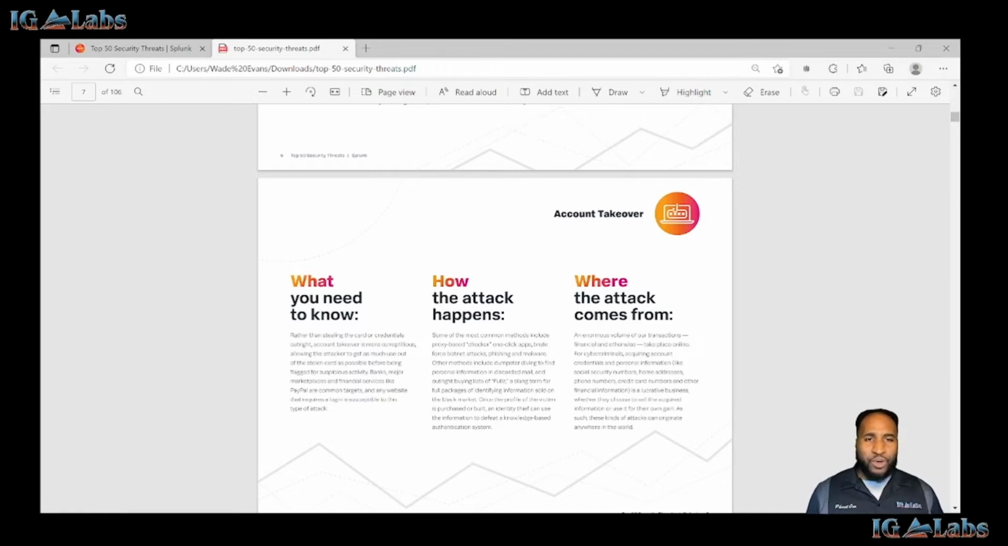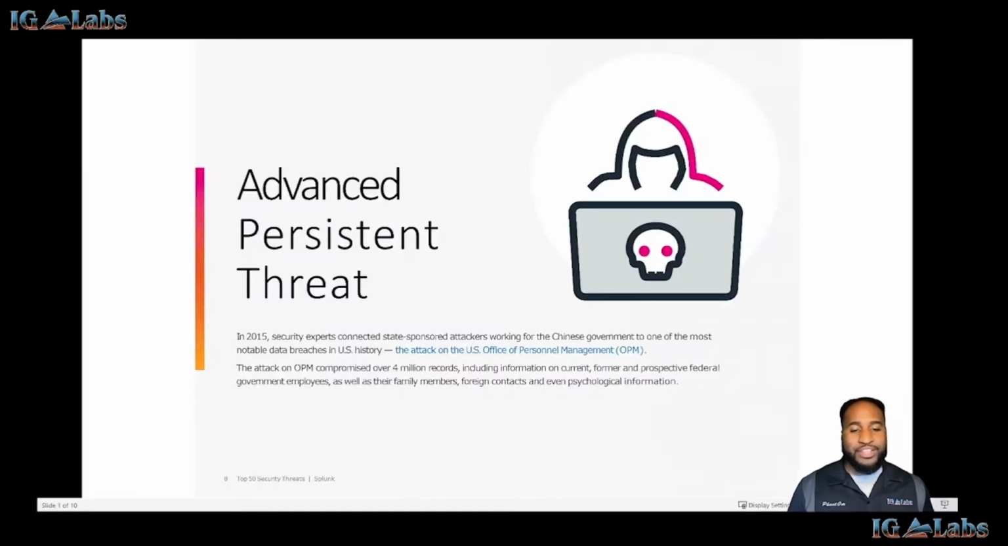But for today's episode, we're not going to go through all 50 of those, for the sake of time. But I thought it'd be cool if we went through at least 10 of those threats. And so the first threat that we're going to start off with today is the advanced persistent threat. So what is an advanced persistent threat?